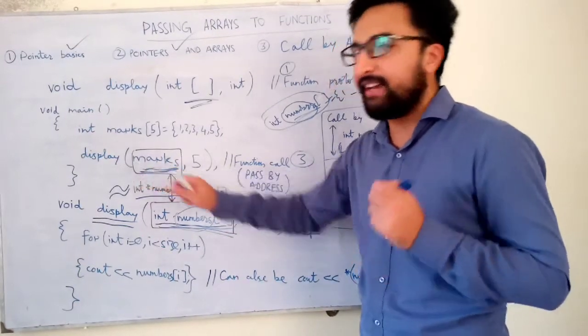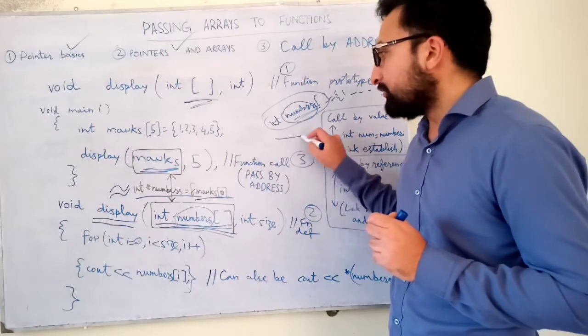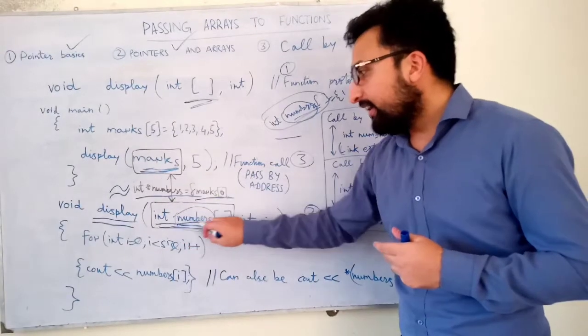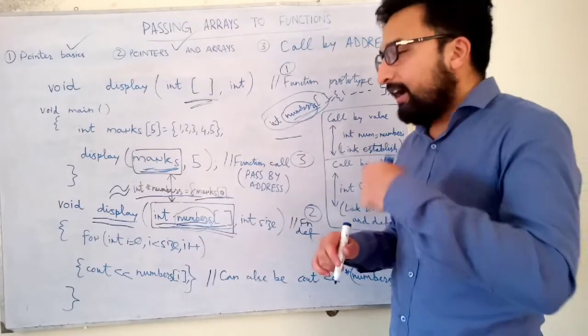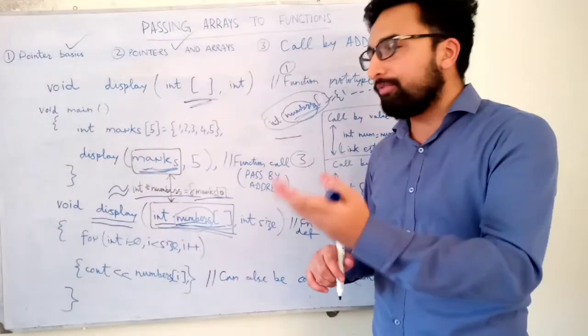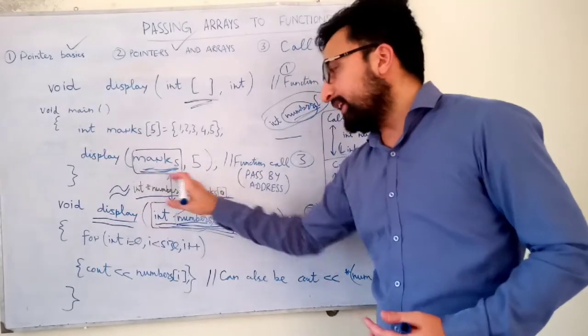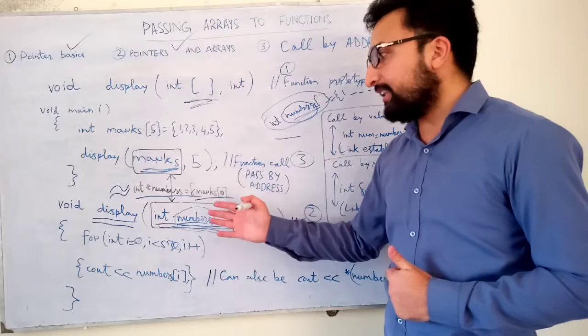This thing is an address. We know that when we write just the name of the array, it is basically an address. And we also know that when we define an array, we are actually defining a pointer to the beginning of the array. So these two things are basically equivalent to these two things. That is how link establishment is done at the back end.